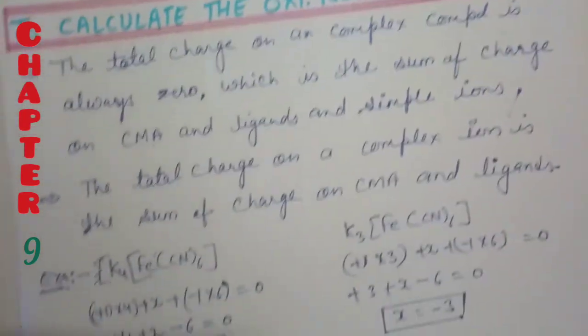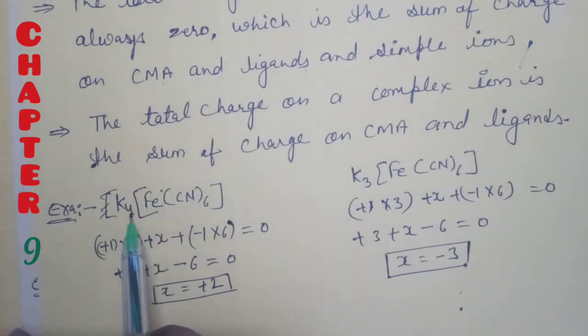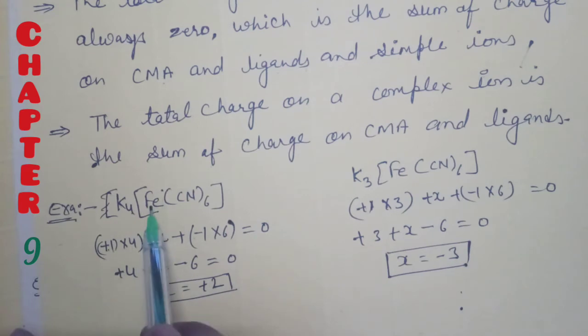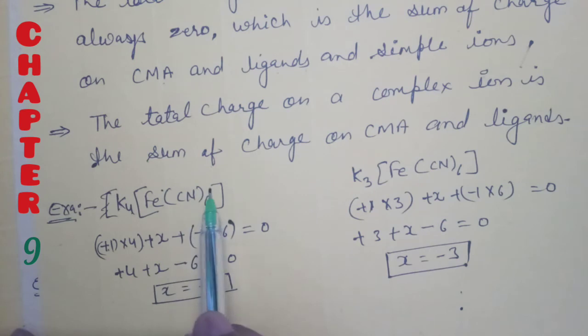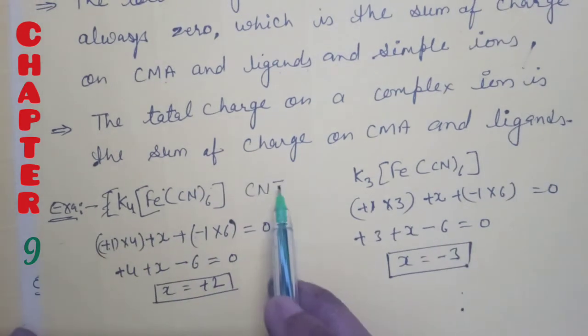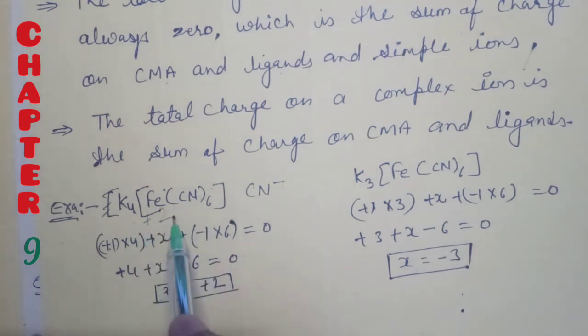Okay, see examples. K4[Fe(CN)6]. In K4[Fe(CN)6], 4 potassium ions are present. The charge of potassium is +1. It is an alkali metal, belongs to the first group. So the charge of K is +1. Fe is just assumed as X, plus CN minus. I have told you all the charges and names of the ligands in the last video, on types of ligands. Cyanide is CN minus, with a minus 1 charge on each CN, and there are 6 CN, so minus 1 into 6. So when we calculate +4 plus X minus 6 is equal to 0, then X will be +2. So the oxidation number of Fe here is +2.